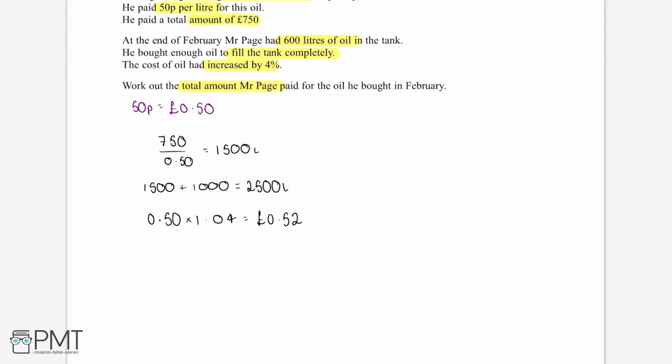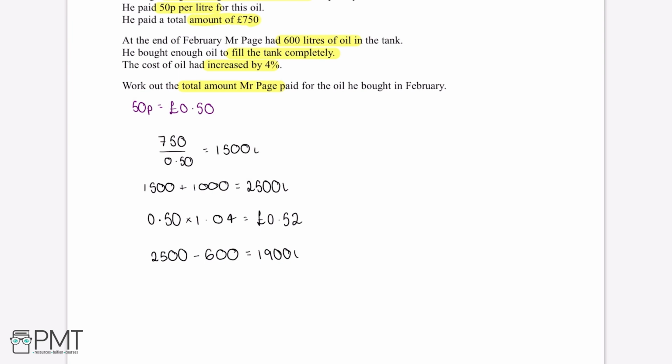So if the tank can hold 2,500 litres, and at the end of February Mr. Page has 600 litres of oil remaining, then the amount of oil he'll need to put in his tank will be 2,500 minus 600 litres. And this gives us an answer of 1,900 litres.